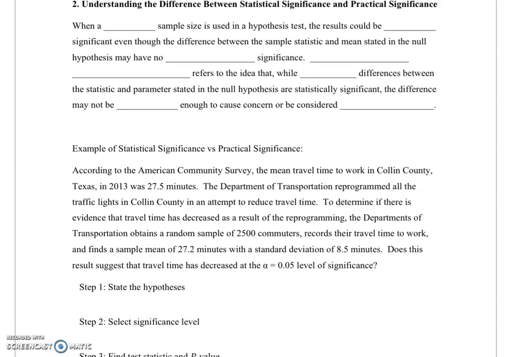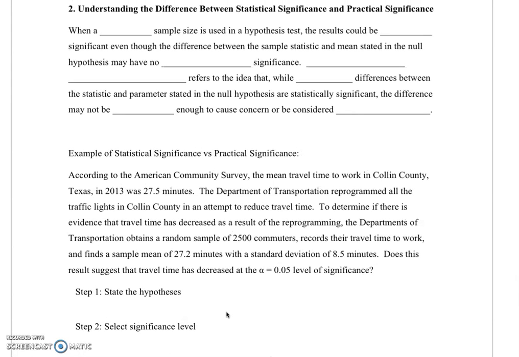The last bit of section 10.3 is about understanding the difference between statistical significance and practical significance. When a large sample size is used in a hypothesis test, the results could be statistically significant, even though the difference between the sample statistic and the mean stated in the null hypothesis might not have any practical significance.